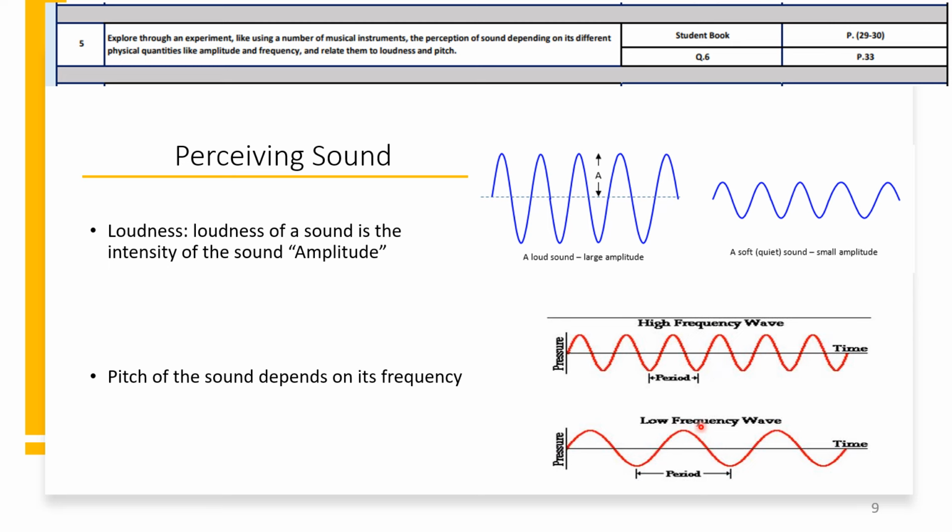Here, low pitch. So again, the only difference here in the blue is about the amplitude, in the red it's about the frequency.